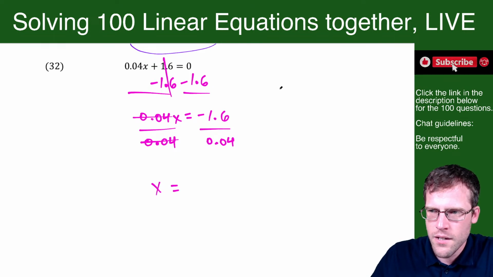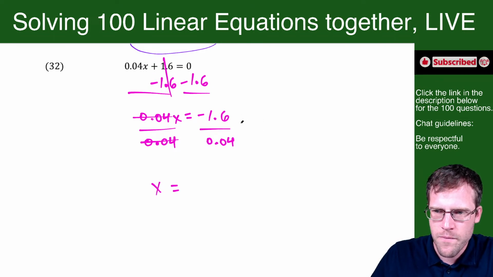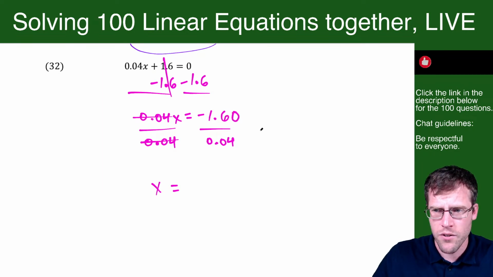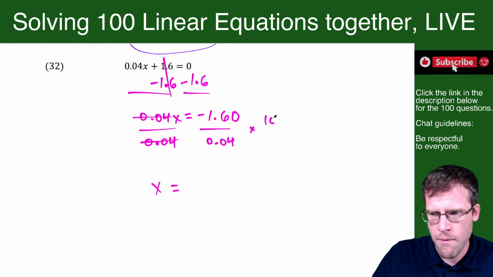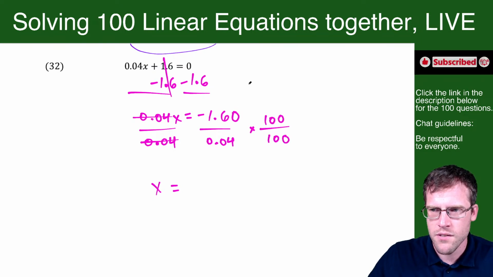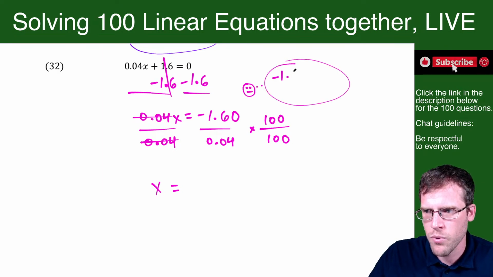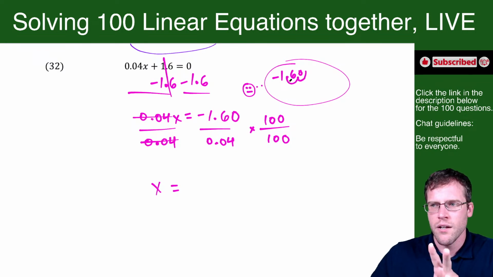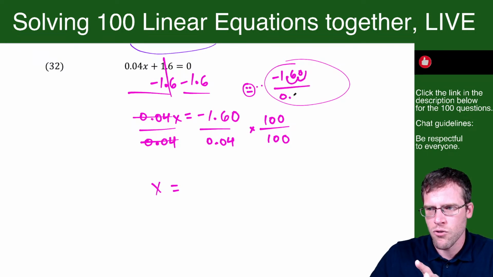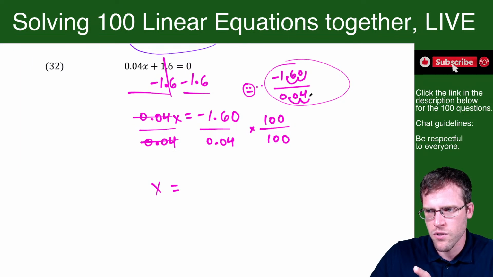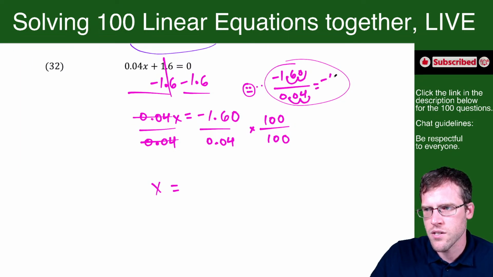So the trick with these is I'm going to put a 0 here. If you're doing this without a calculator, I would multiply the top and bottom by 100 over 100. Because what that does is on top, the minus 1.60, this is going to move the decimal place 2 to the right. And then on bottom, 0.04, the decimal is also going to go 2 to the right. And now this is going to say negative 160 over 4.